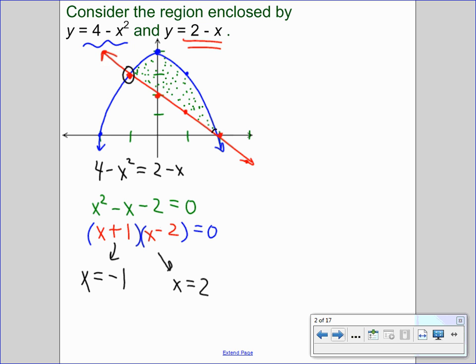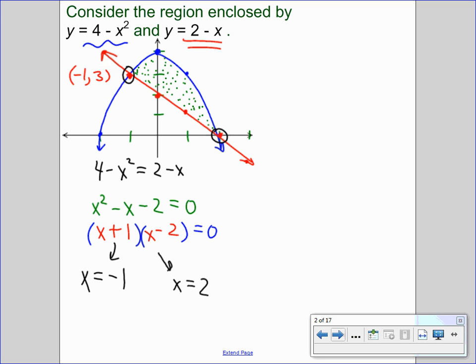So in order to get the y coordinates, we could plug this x value back into either of my equations, because we know that those points must satisfy each equation since they're the intersection points. So 4 minus (-1) squared is 4 minus 1, which is 3. I'll go ahead and label that (-1, 3).